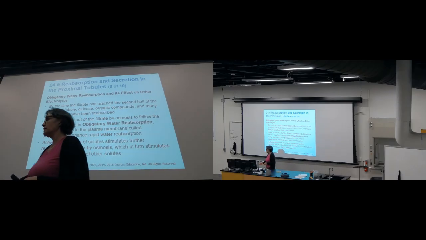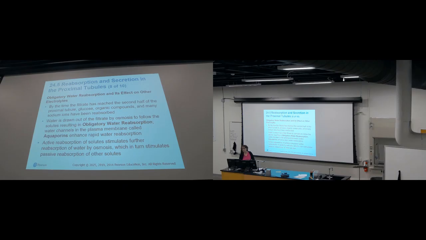So something that we said that happens in here is that you reabsorb water, 65% of water, and this is called obligatory water reabsorption. And by the time that the filtrate has reached this second part or second half of the proximal tubule, you have glucose, organic compounds, and many sodium ions that already have been reabsorbed. So then water will be drawn out of the filtrate by osmosis. So since you already pre-absorbed these molecules, then you have water there, and this is called obligatory water reabsorption.